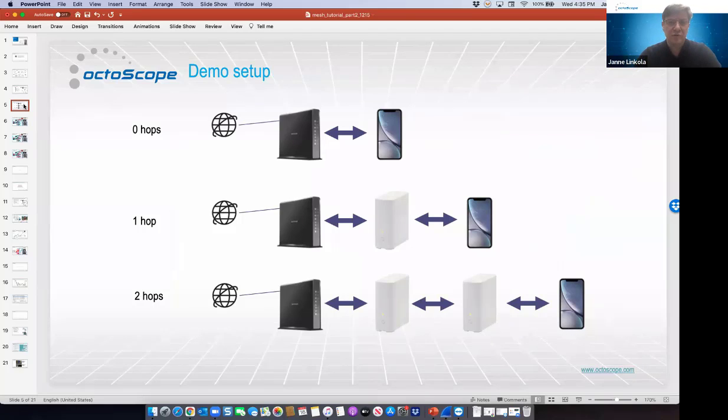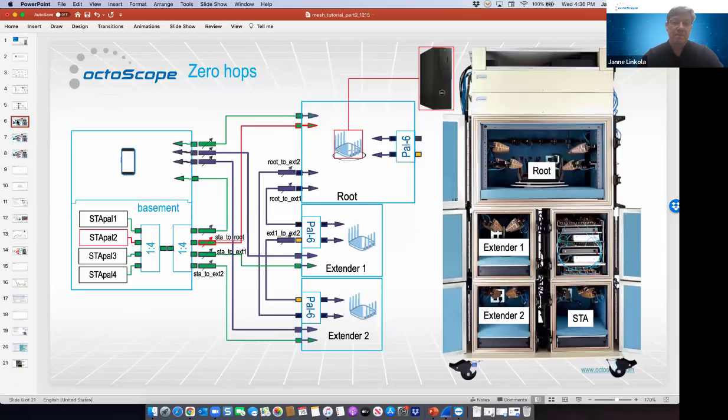What we're going to go through is the throughput impact, as well as the round-trip latency impact, when you are connected directly to the node connected to the internet, or go through one extender or two extenders. The way we're going to do this demonstration is we have a 3-node mesh set up in an octoScope StackMax testbed. We have it set up like this here.